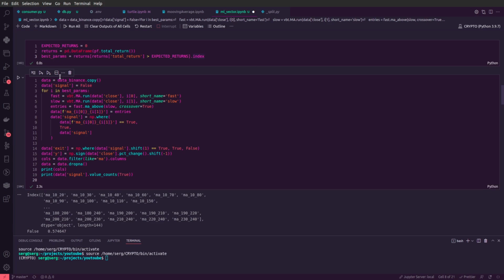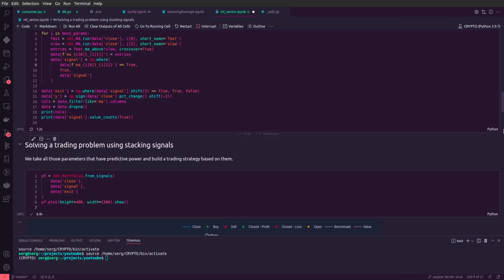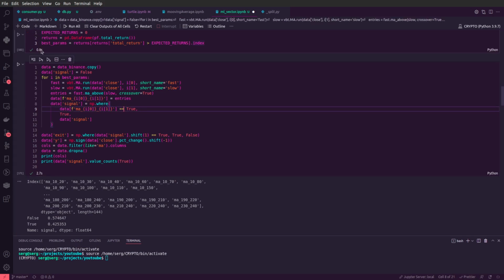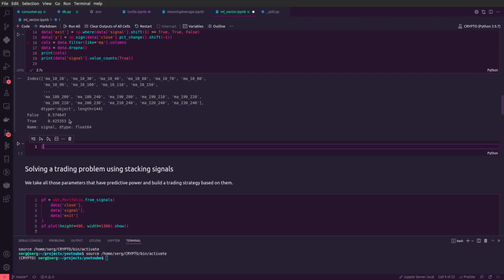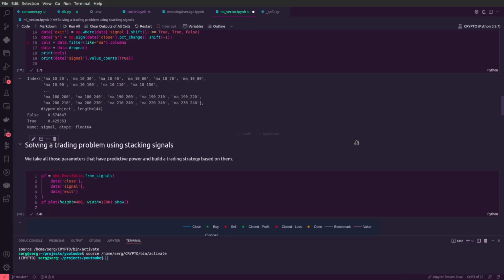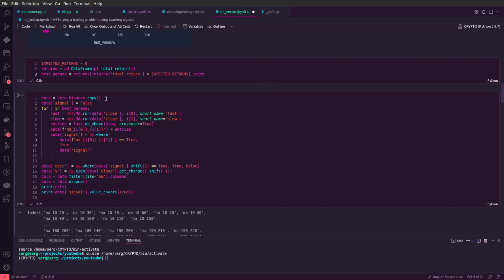Next we need to run our loop and create a signal using the best parameters. These best parameters are indexes of this list, and we do a loop and indicator. For example, let's do it again. We iterate over the best parameters. Let's look at the iterator, I would like to show you. You see this is the iterator, where we have a fast moving average and a slow moving average, and we need to do this backtesting. We create fast and slow, we create entries, and we create new columns with these entries.